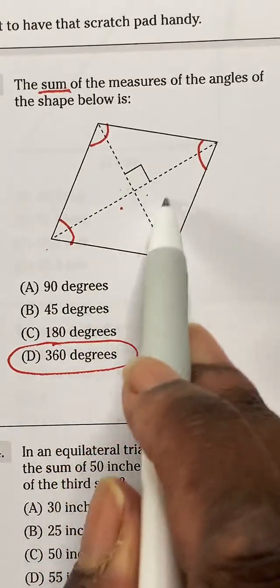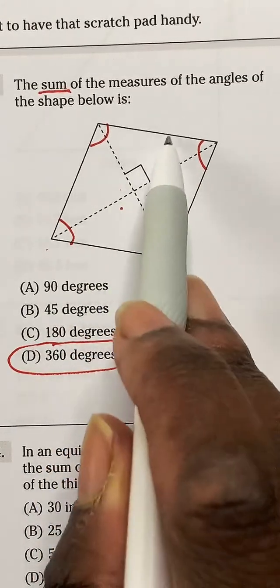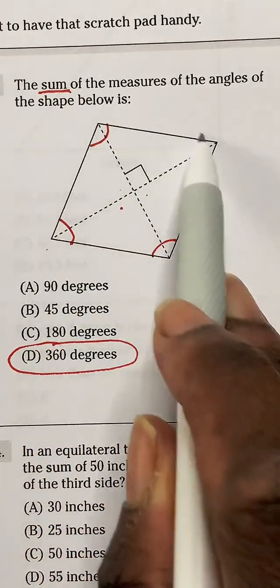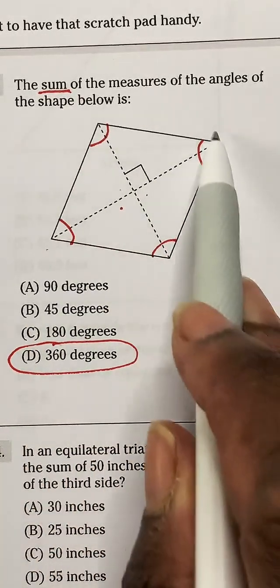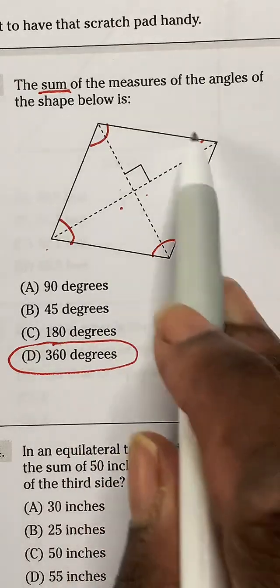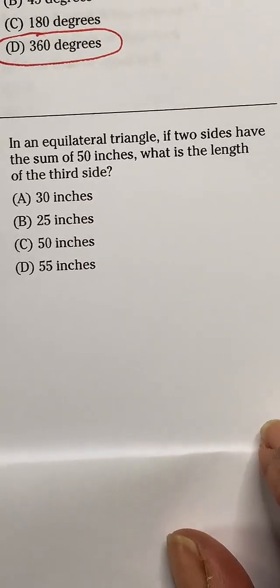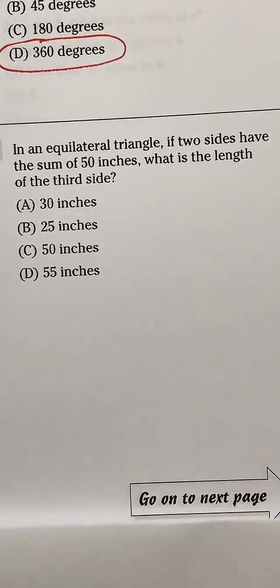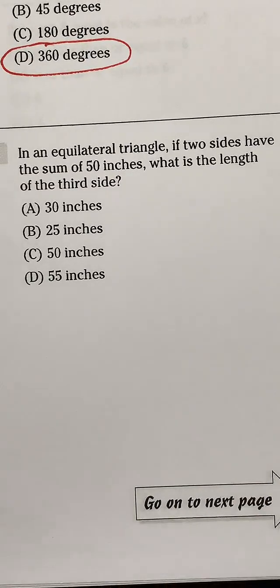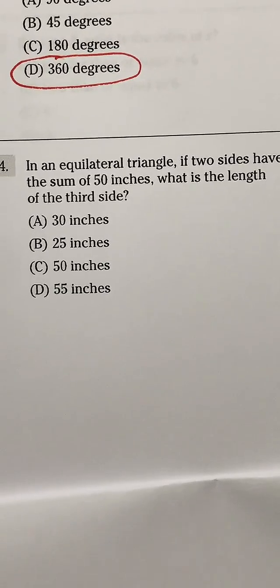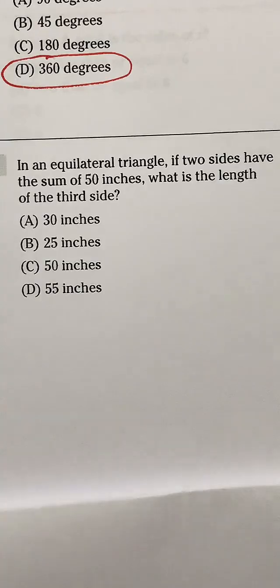Even if you did what's in the middle, that's still 360 because eventually the shapes all end up being a circle. And how many degrees is a circle? 360. Okay, so now for number 4, we had some B's.